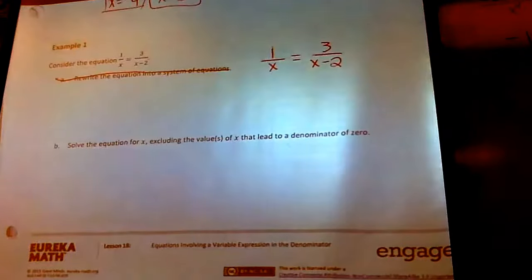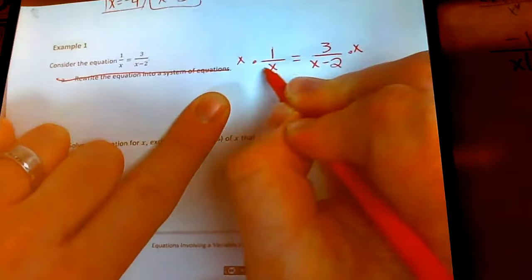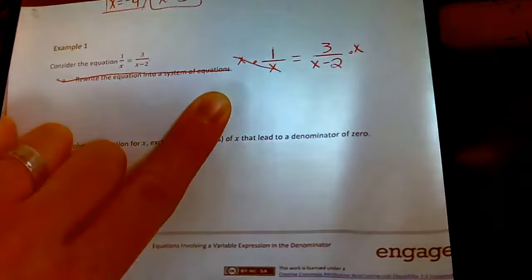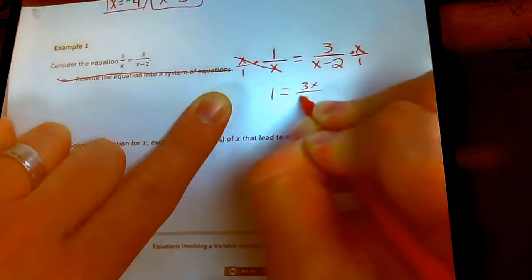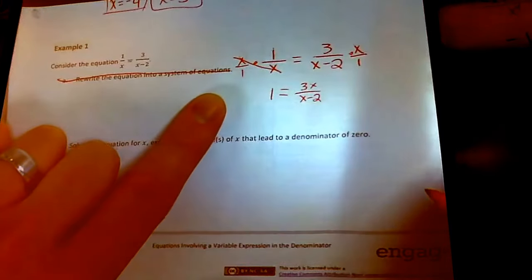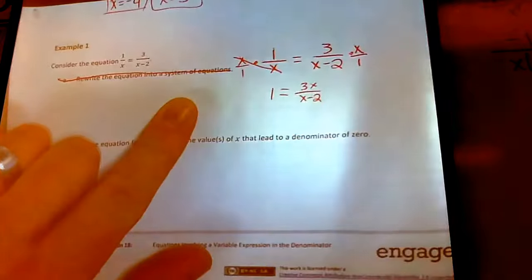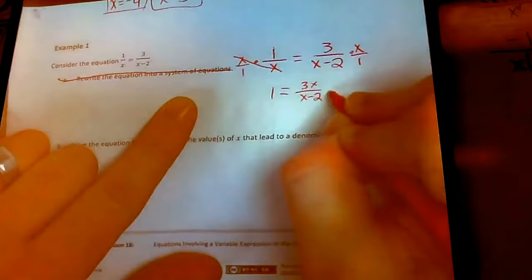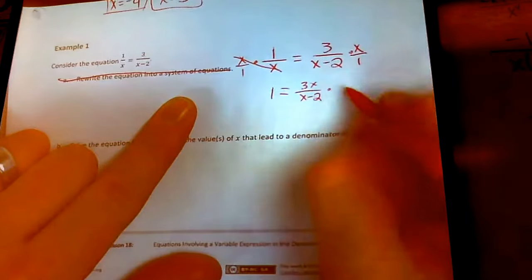How are we going to solve for x here? Any ideas? Multiply by x on both sides. What happens on this side? X to the power 2 cancels, so it's just 1 equals 3x over x minus 2. Then what do you multiply by? Anytime you have a fraction, multiply by x minus 2.